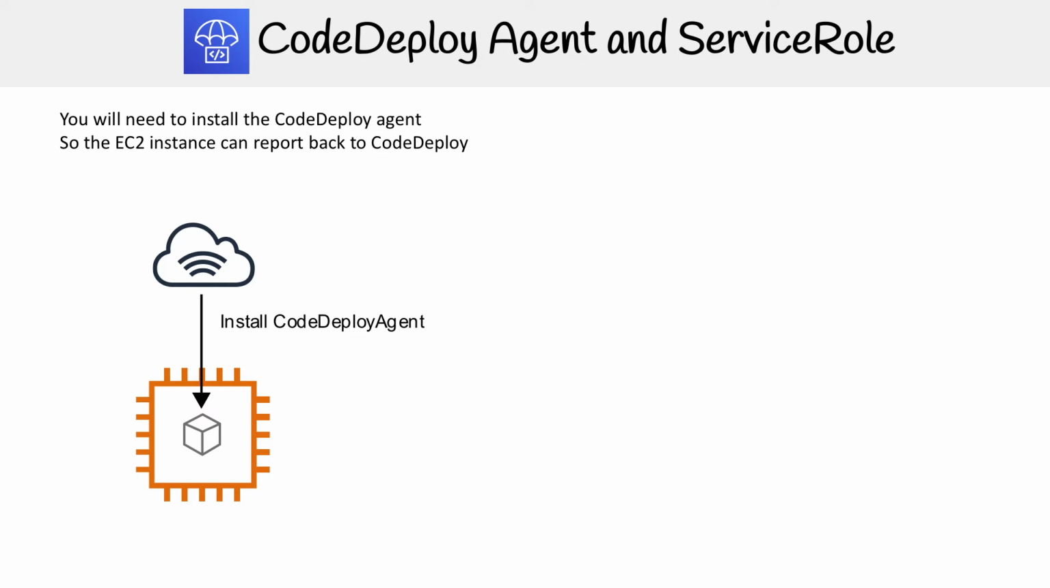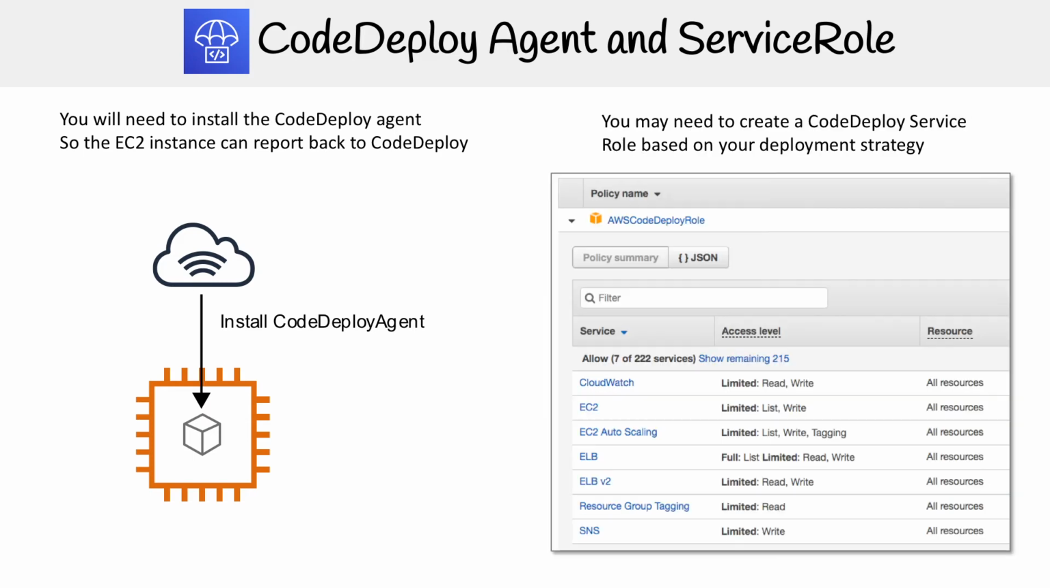And then what that will do is it will have the CodeDeploy agent continuously running. And it's going to report back to CodeDeploy the progress of when you run the lifecycle hooks and install all the steps. The other component to it is you need to create a CodeDeploy service role.